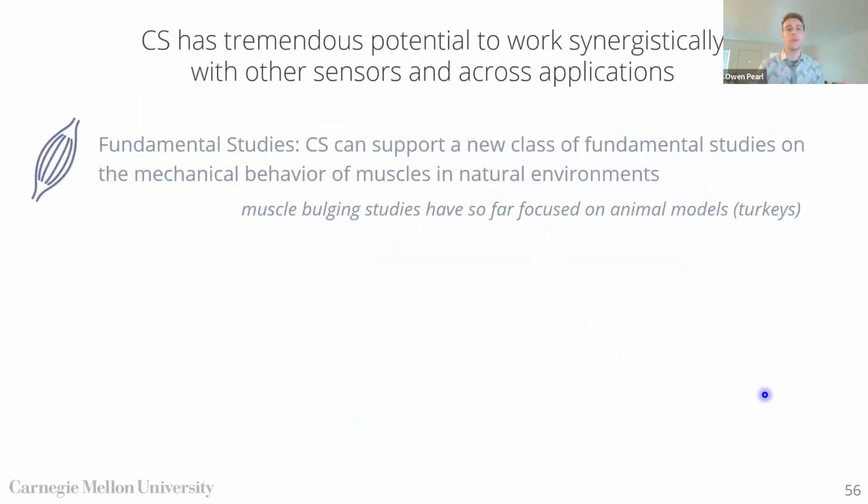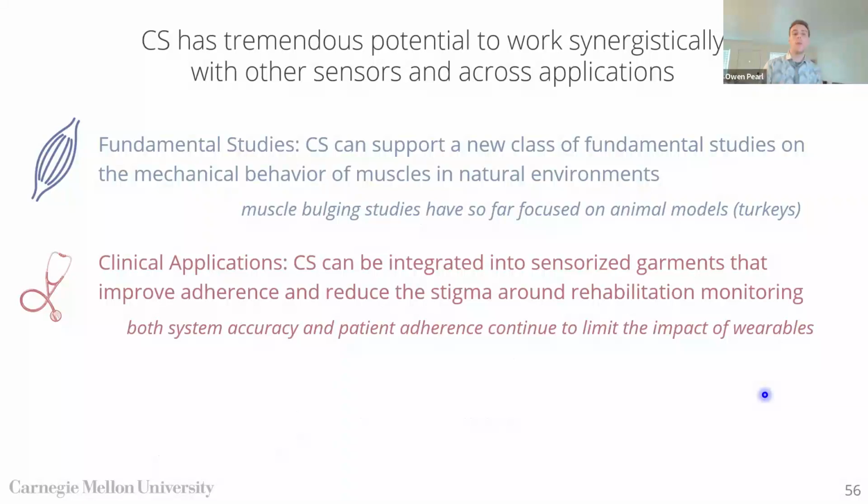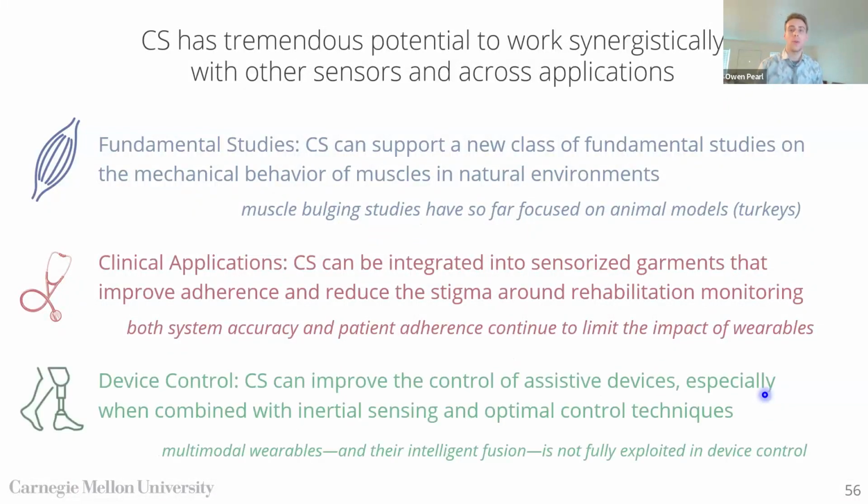One, maybe there's more things we could do in muscle bulging studies or taking this into the wild to understand mechanical behavior, where before we had to use animal models to try to understand how the different aspects of muscle bulging worked in the real world. Two, this could hopefully be used to inspire more clinical applications in the real world with these sensorized garments that could go in maybe some clothing to go on the skin. And third, we're excited about how this could be implemented with device control like exoskeletons and prosthetics, and trying to inform how they should be firing and how they should be working with the individual.